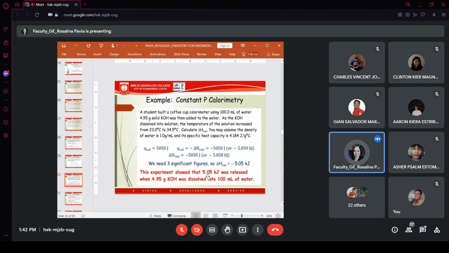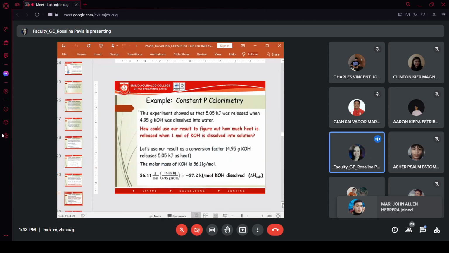So, ibig sabihin, class, yung 5.05 kilojoule, that is the release heat per mole of potassium hydroxide. Okay? Sorry. The 5.05 kilojoule, which is the heat released by the reaction, that is used in dissolving 4.95 grams of potassium hydroxide. But, diba per mole ang reaction, delta H reaction per mole, kasi molar thermodynamic property siya.